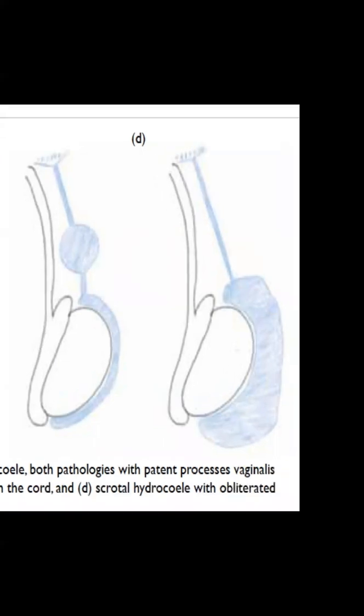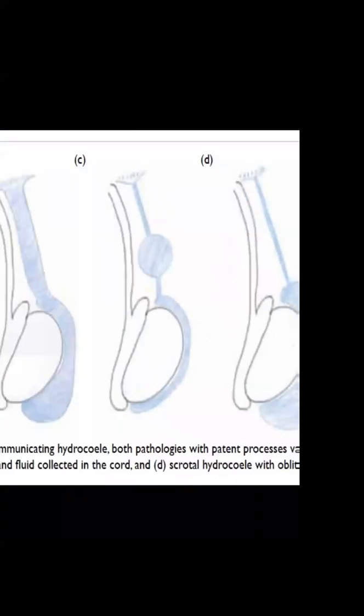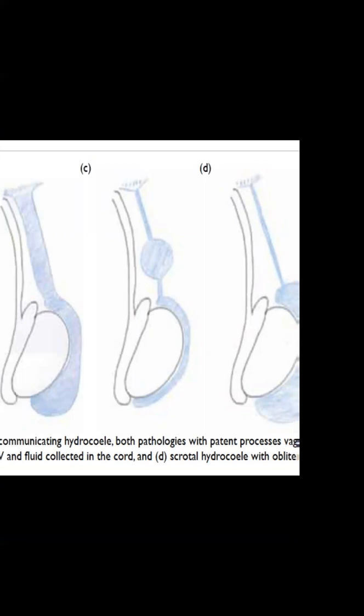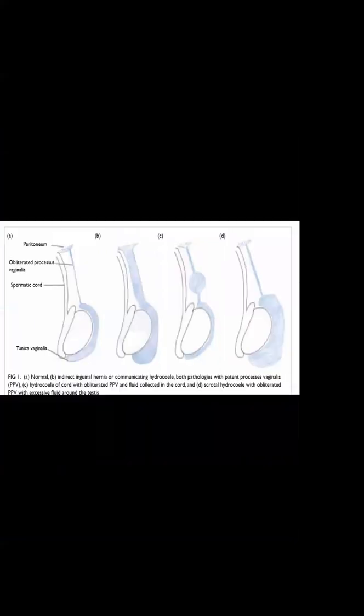And there is a special type, which is rare, but it happens. It is the spermatic cord hydrocele, where there is obliteration of the processus vaginalis upward to the cord and downward, and the fluid is just around the cord. So we have three types of hydrocele.